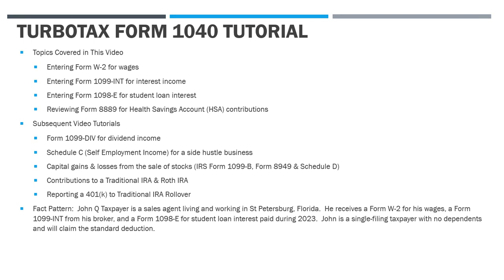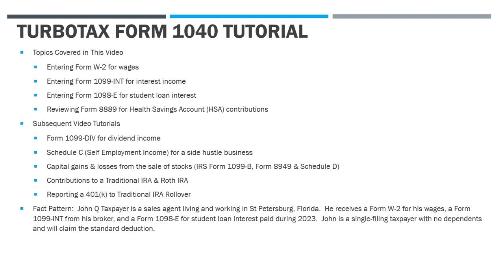So how to enter the W-2 for wages, how to enter the 1099-INT for interest. So we're going to have some taxable interest, some tax exempt interest, and then how to account for the student loan interest deduction. So we're going to see that his student loan interest is greater than the amount deductible, and so we'll show how to account for that. And then the Form 8889 for HSA contributions that were made via his employer. Now, separate videos will be done for all these other items. We're just going to focus on these top four elements here.